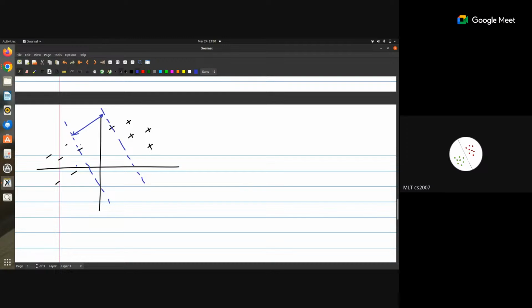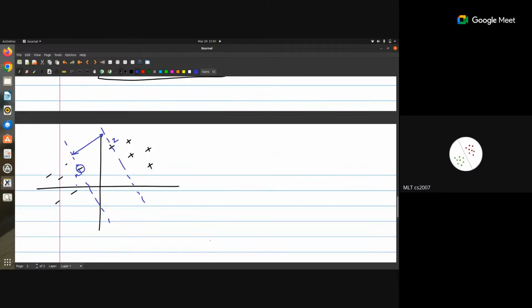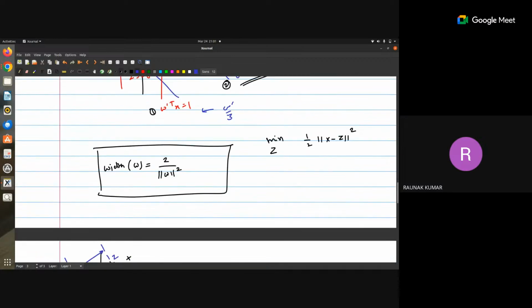So this is the distance between X and Z. If I choose any X from here, the distance between these two should be minimum, right? And such that, this is another problem: W transpose Z equal to 1, let's say plus 1. And the solution to that is this, right? Yes, sir.